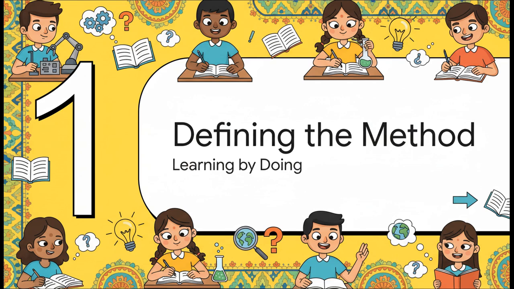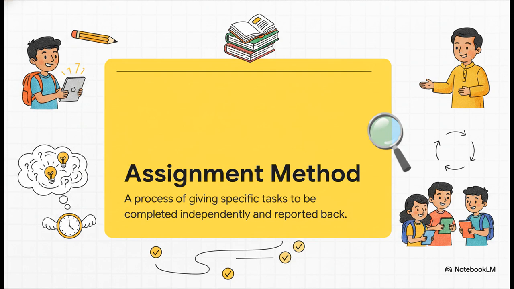Defining the method. Learning by doing independently. Notice the specific phrasing we have there. The assignment method is formally defined as a process of giving specific tasks to students to be completed independently and reported back. Pay really close attention to that last part, trainees. The crucial element is that these tasks are completed outside the direct instruction time of the classroom, and they absolutely must be reported back to you. It's that closing of the loop that actually makes it a method rather than just a suggestion to go study.